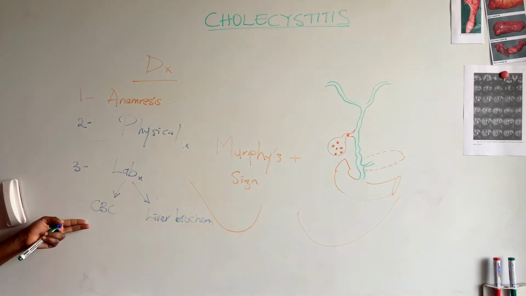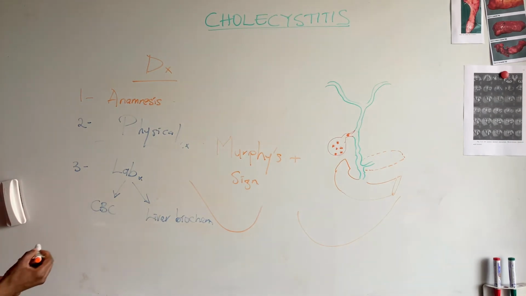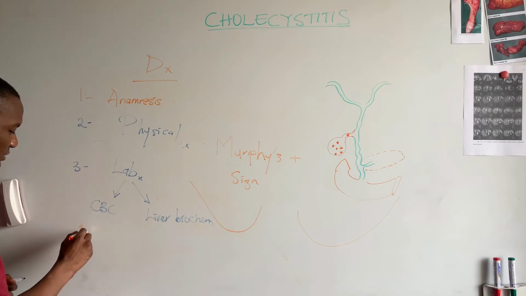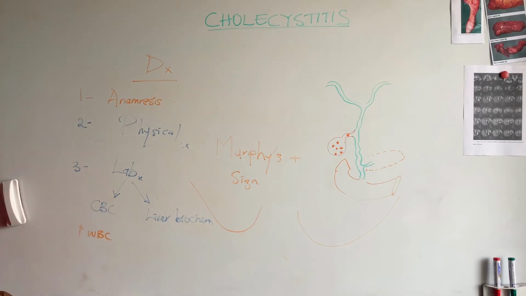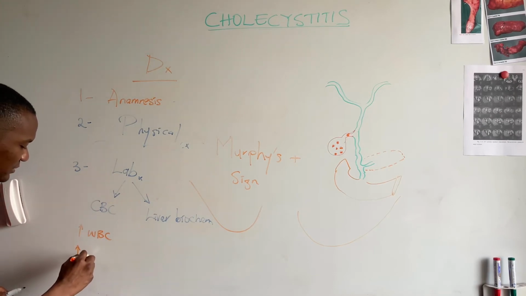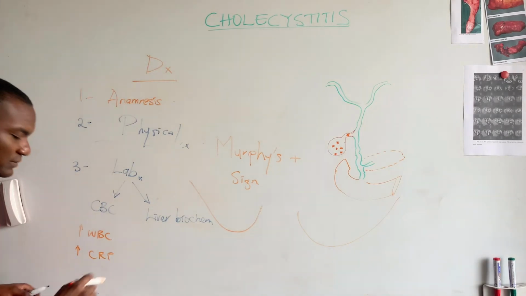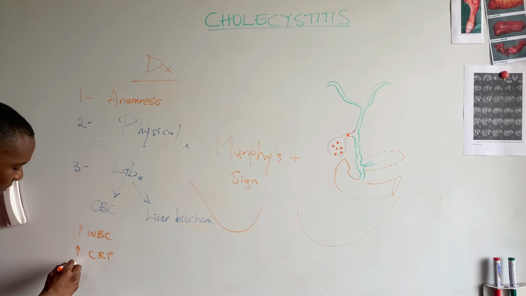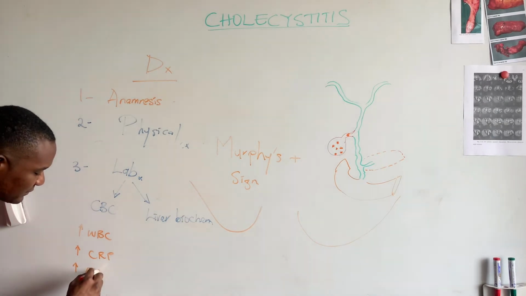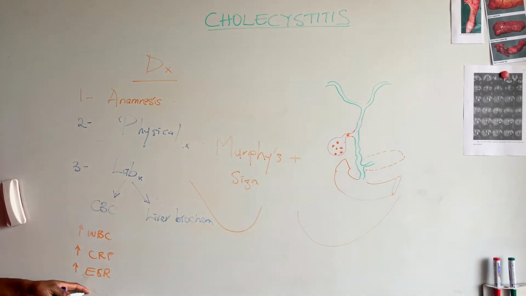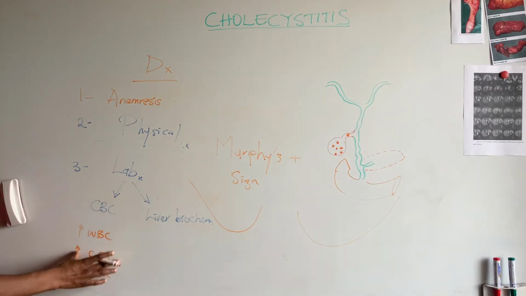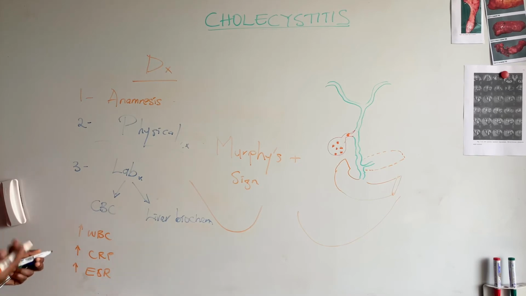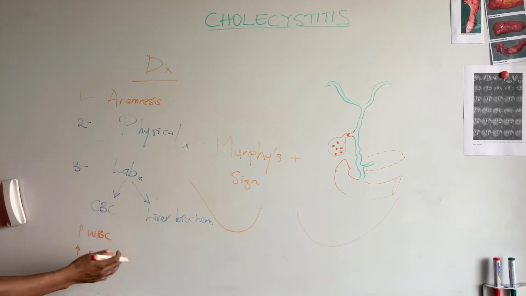In the complete blood count, what are you looking out for? You are looking out for an increase in leukocytes, or white blood cells, that is leukocytosis. You're looking out for an increase in C-reactive protein, one of the indicators for inflammation, and probably the erythrocyte sedimentation rate, ESR. These are things that you're looking out for. However, your blood film might be different. You may have more, less, or slightly increased white blood cells. But look out for this when you're looking out for cholecystitis.